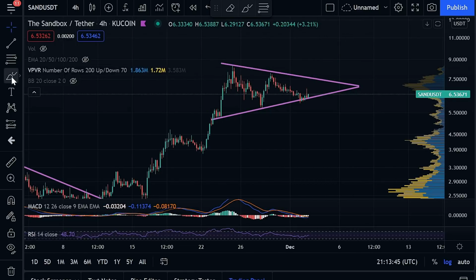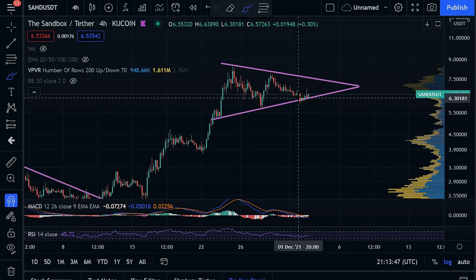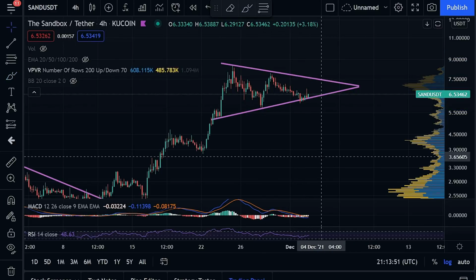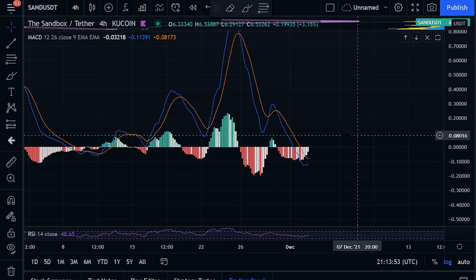Now, personally speaking, although we are kind of walking the tightrope on this key level of support, I do think we're going to break to the upside. Now, the reason that I say that is due to a few things.